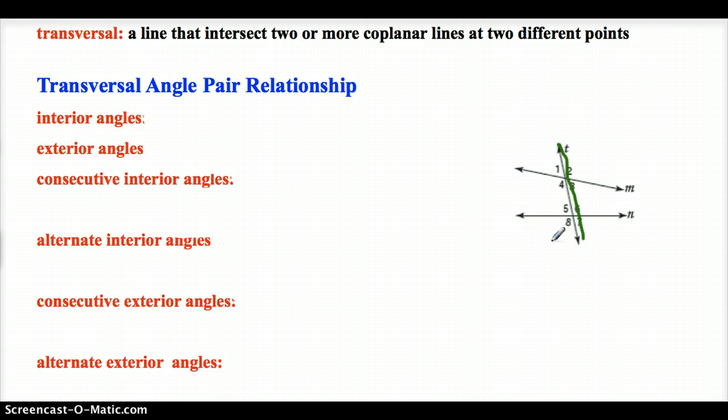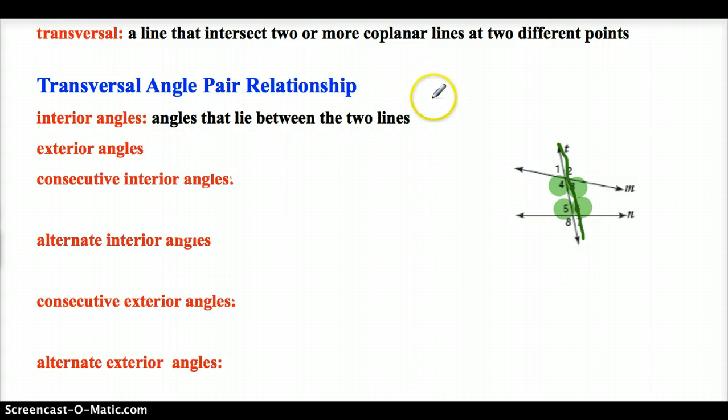Then you have special angle pair relationships when you have 2 lines that are being intersected by a transversal. And first off, we're going to have interior angles. Those are angles that are in between the 2 lines. So if you look here, 4, 3, 5, and 6 are interior angles.